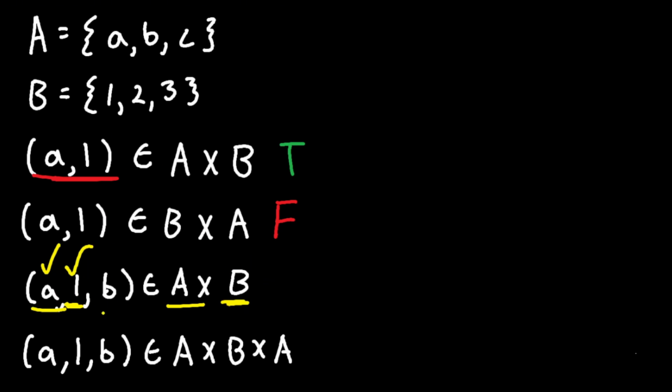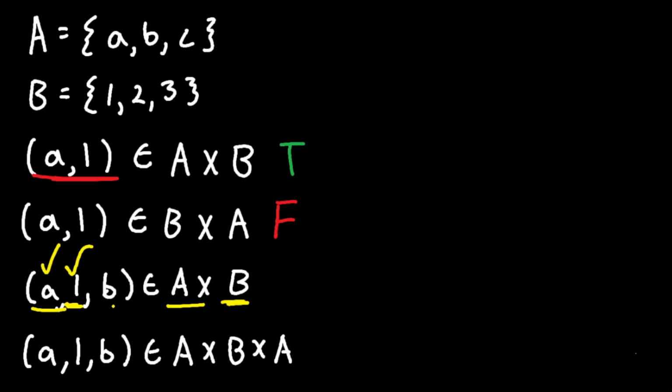But we have a third entry here. This doesn't make any sense, right? We don't have a third set. Where's the third set in this Cartesian product? Well, actually, there shouldn't be a third entry in this. There shouldn't be a third entry in this ordered pair. This is called an ordered triple, by the way. This is an ordered pair. This is an ordered triple, right?